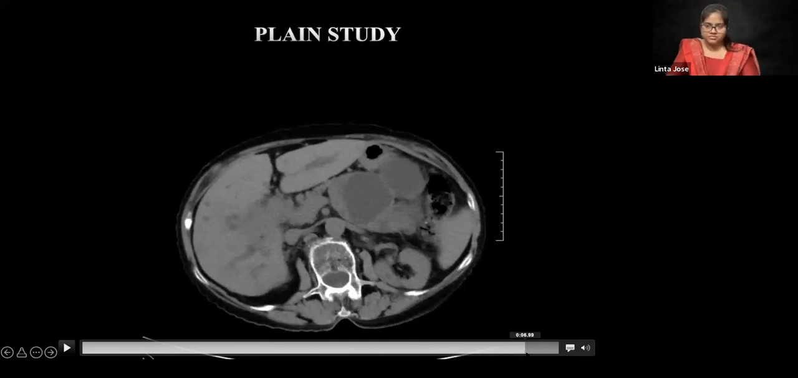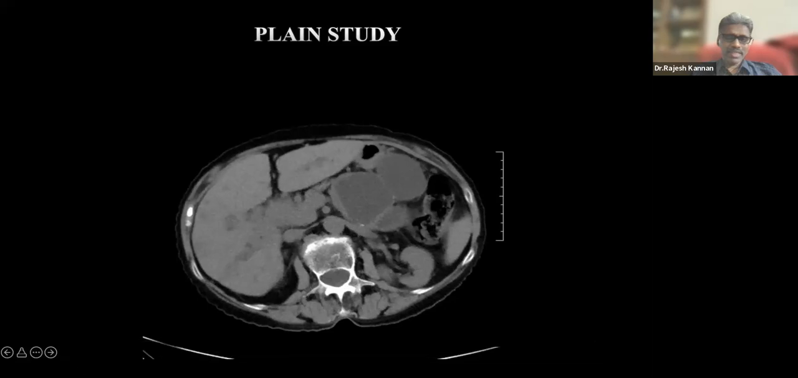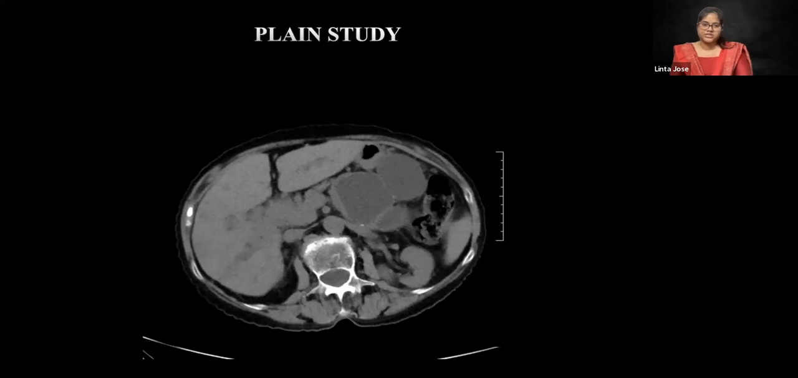On the plain study, when you see a lesion like this on a plain scan, what are all the possibilities you will think of? First of all, there is a cystic swelling in the region of the body as well as tail of the pancreas. A few cystic lesion differentials have to come to mind, which include pseudocyst as well as other causes such as serous cystic neoplasm, mucinous cystic neoplasm, IPMN, and the most common pancreatic malignancy, adenocarcinoma, should also be a differential.